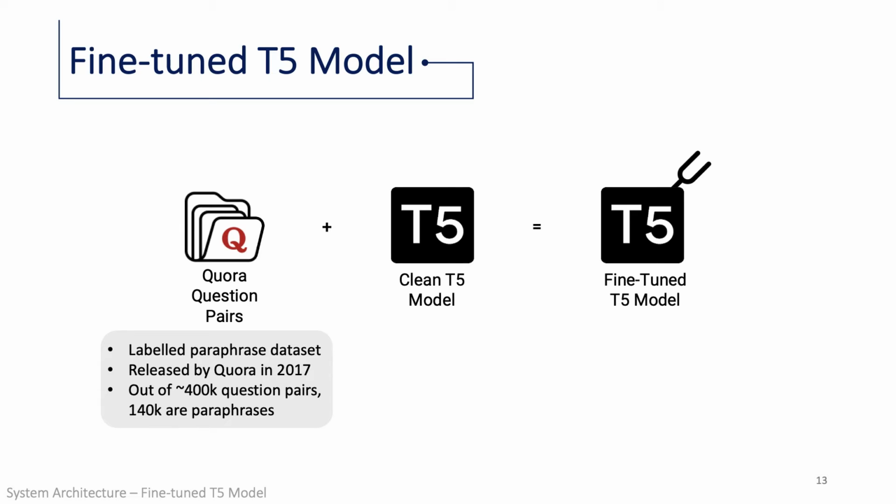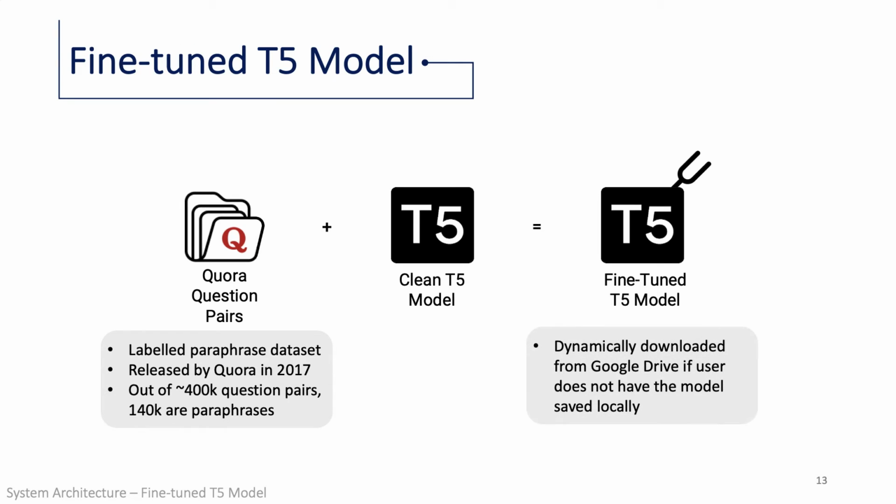To prepare the neural network model for the task of paraphrase generation, we downloaded a clean T5 model and fine-tuned the T5 model on a labeled paraphrase dataset released by Quora in 2017. This dataset gives us around 140,000 paraphrase pairs. Among all the labeled paraphrase datasets available online, I chose the Quora question pair as my training dataset, primarily because it contains paraphrases of questions and not sentences.